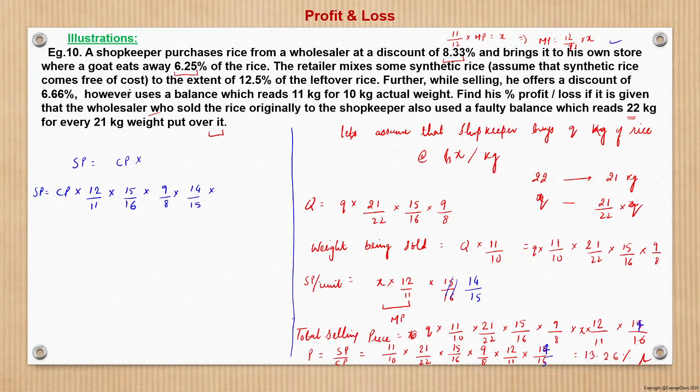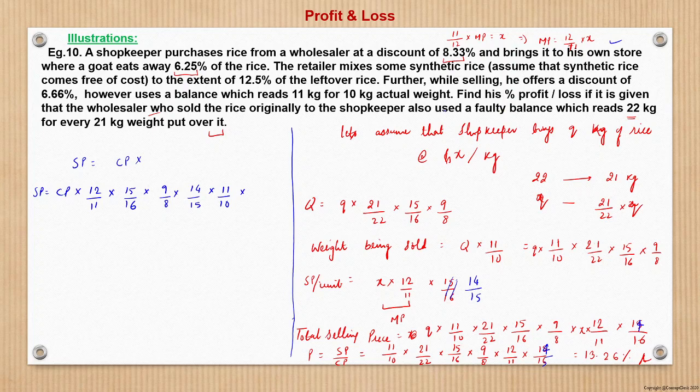14 by 15. Now another factor, usage of balance which reads 11 kg for 10 kg. So what happens? 11 kg is a reading for actual weight of 10 kg. So that will have a profit impact on selling price, right? So 11 by 10.